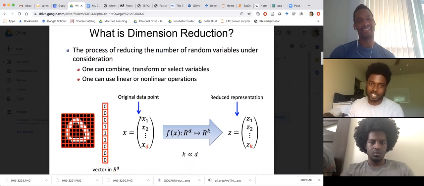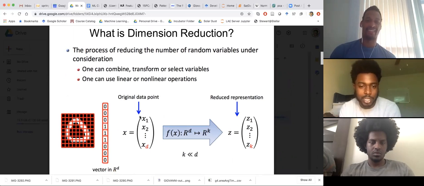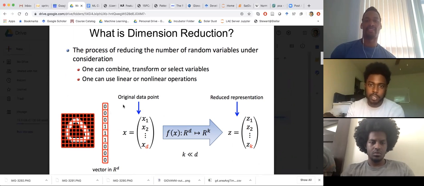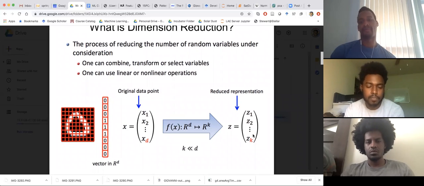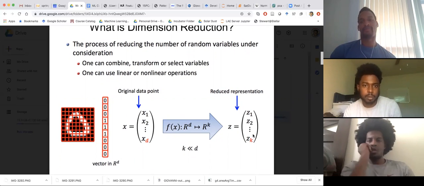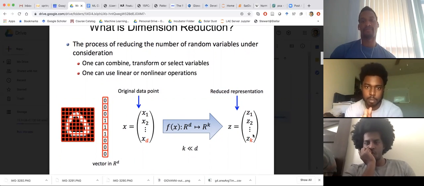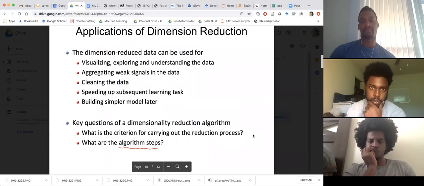So what is dimension reduction? Basically, we want to take information represented here with this vector R to the d. We have this original data, and then we're going to do some type of reduction function that's going to allow us to represent it with fewer points, where k is much less than d. Basically, we can do this by transforming and combining different variables. I think it's going to make a little more sense as we keep going.